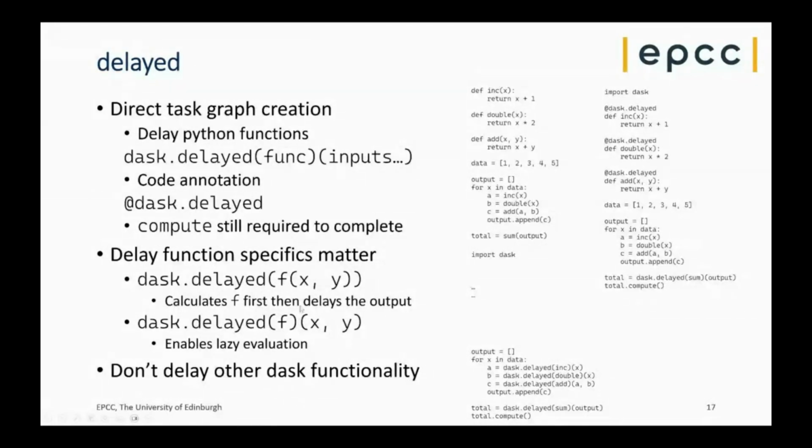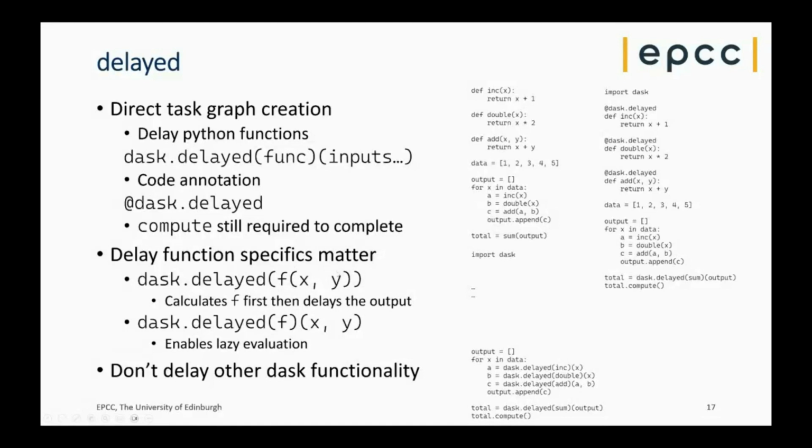You ought to also be slightly careful when you write this. So if you see my examples here on the left-hand side, dask.delayed(f)(x, y) is not the same as dask.delayed(f(x, y)). So delayed can work in both ways, but it expects the first brackets to be the name of a function and then the second brackets to be the arguments you pass into the function.